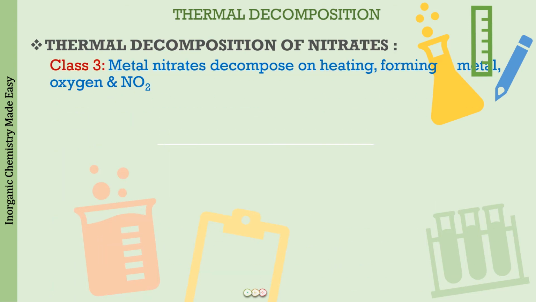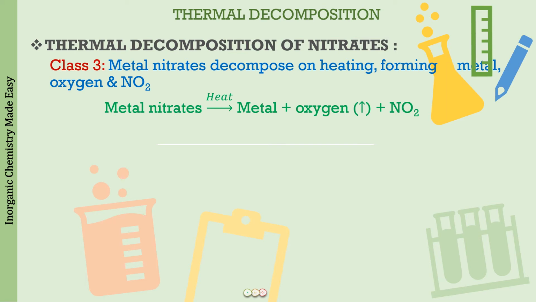Next we have is the class 3 metal nitrates. So class 3 metal nitrates are also going to decompose on heating, but this time it is going to be the metal, oxygen and NO2. That is what you have to remember. So metal nitrates of class 3 are going to give us metal plus oxygen and NO2. And this is also what you can remember very easily, that we have the metal nitrates of class 2 giving us the metal oxide, right? And then we had NO2 and oxygen.